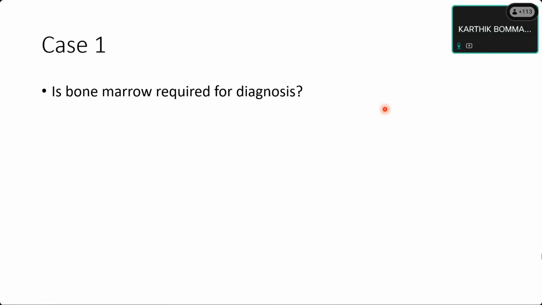If it is less than 5,000, what is it called? If the clonal B cells in circulation are less than 5,000, what is it called? It's called monoclonal B cell lymphocytosis. Yes. So peripheral blood is sufficient to make a diagnosis of chronic lymphocytic leukemia. Even if you want to do FISH, you can do it from peripheral blood. Bone marrow is not mandatory, right?